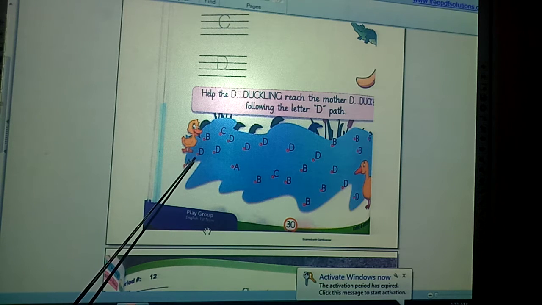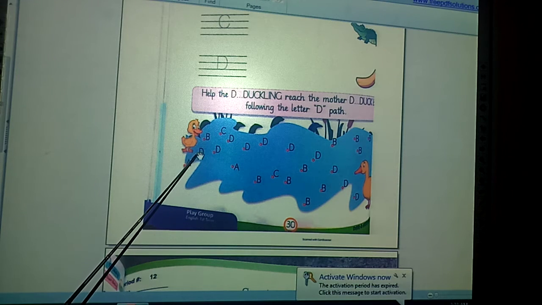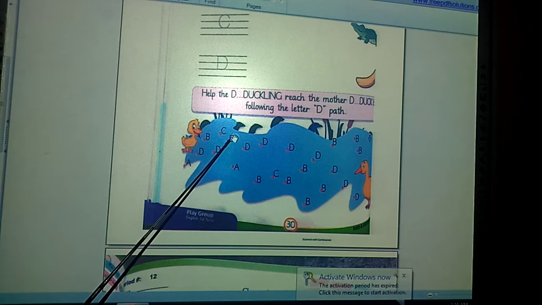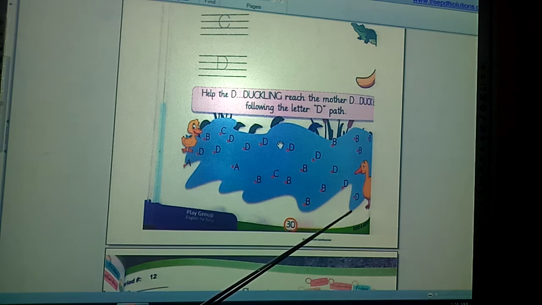For example, here are the dots of D. We have to join the dots of D together to make a path. We will join a line from here to here, and then here, and then here, and then likewise this. We have to complete all the work and make a path for duckling to go to its mother.